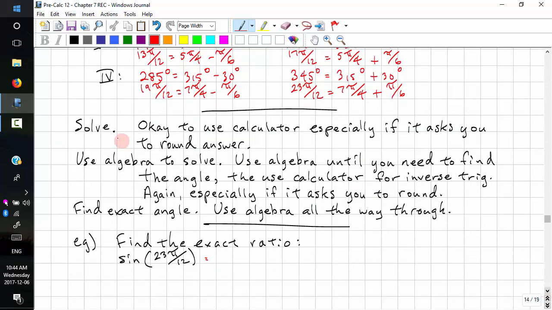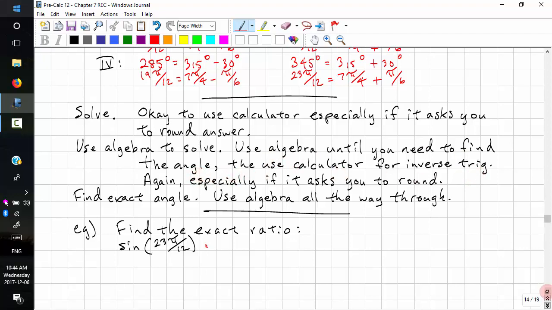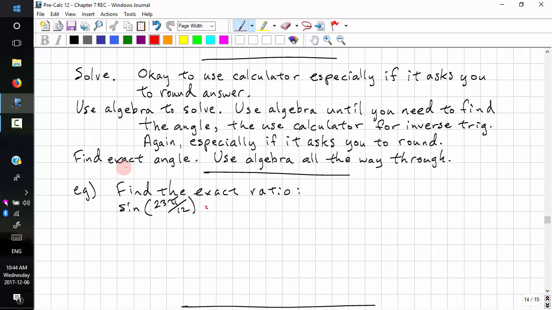Okay, and just a reminder, solve. It's okay to use a calculator if it asks you to round the answer. When you're asked to use algebra to solve, you need to use algebra all the way through until you find the angle, and then you can use the calculator for the inverse trig. And whenever it says find exact angle, you must use algebra all the way through.